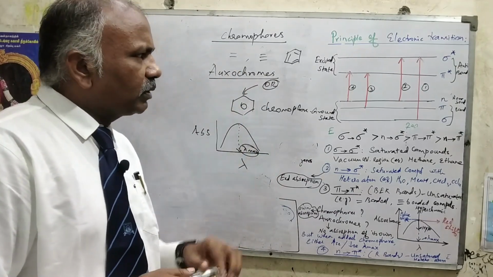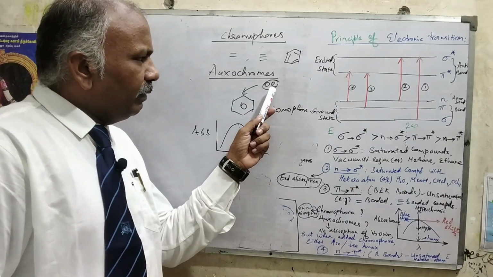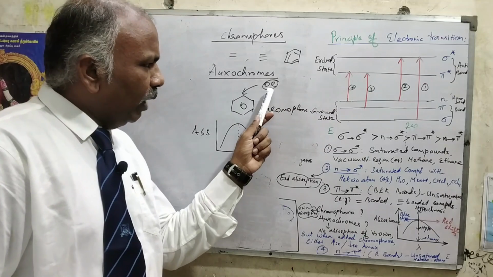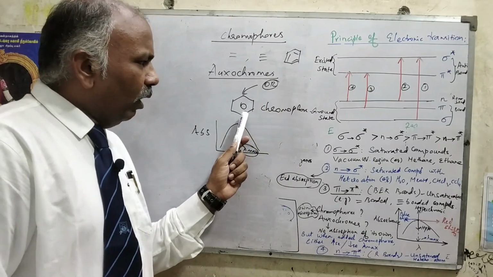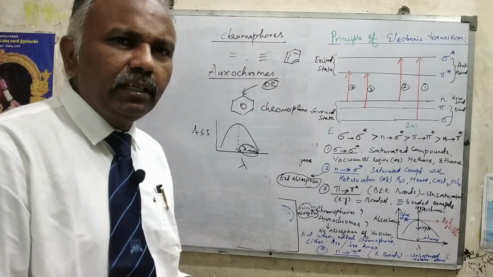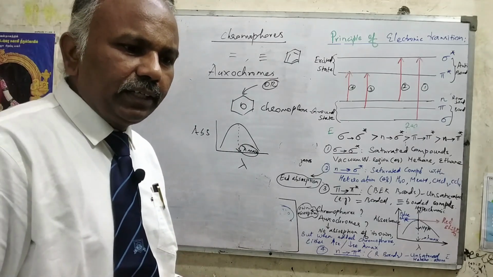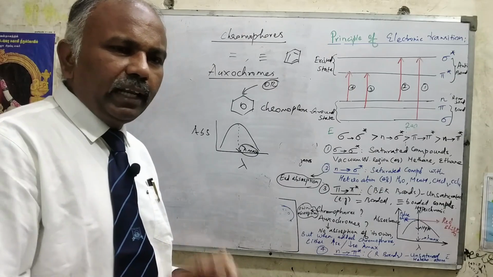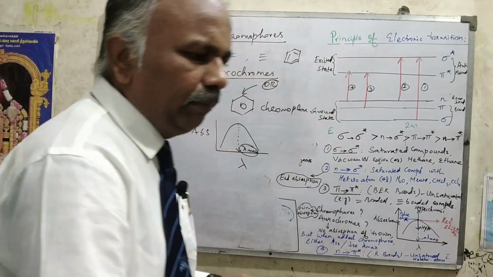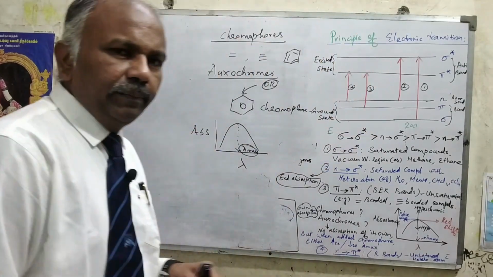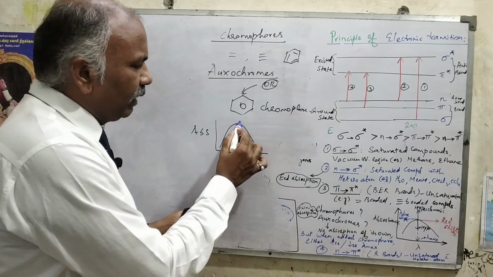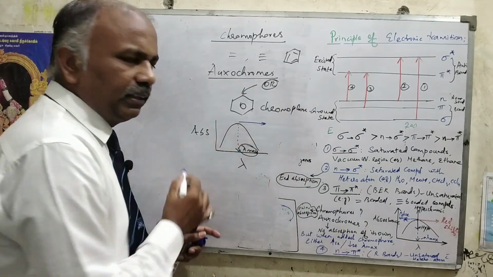So in case of auxochrome, what will happen? Whenever we are attaching the auxochrome, these groups don't have any characteristic absorption. When you attach this group on the chromophore, what will happen? They will either shift the lambda max towards the shorter wavelength region or towards the longer wavelength region. If you look at that, suppose I am shifting towards the longer wavelength region, if I say this is the longer wavelength region, right?